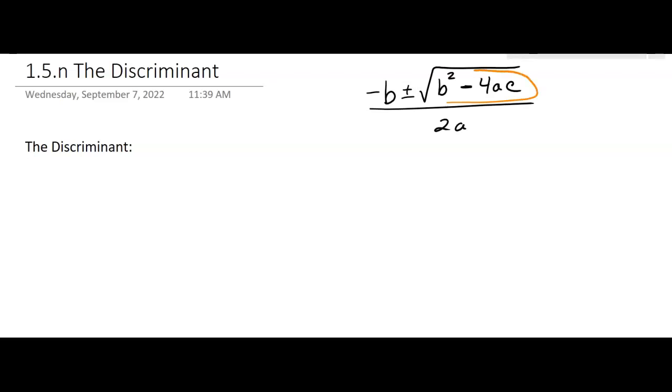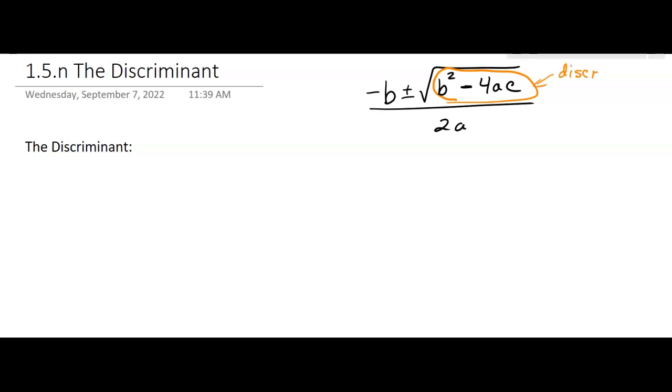Okay, so let's look at our quadratic formula. Our quadratic formula says the opposite of b plus or minus the square root of b squared minus 4ac, all over 2a. And we've used it a few times, so you've seen that in the videos. There's a piece of the quadratic formula right here, the radicand, the part under the square root symbol. That is called the discriminant.